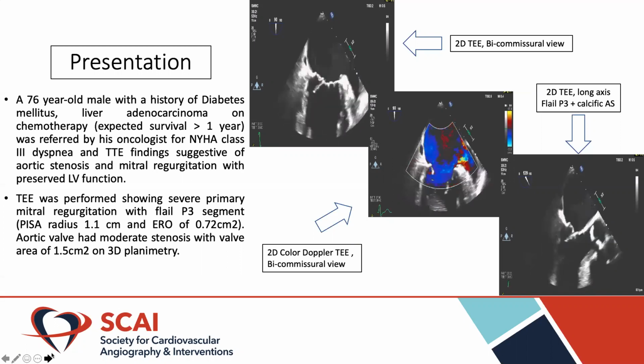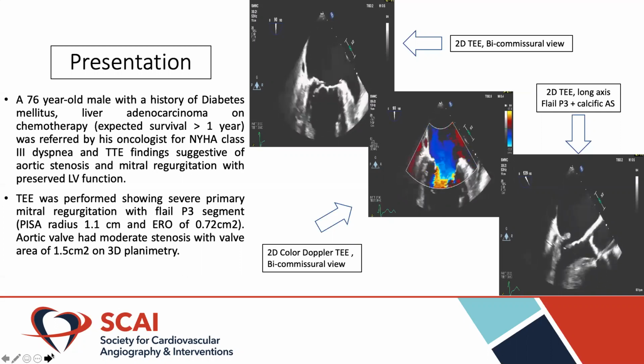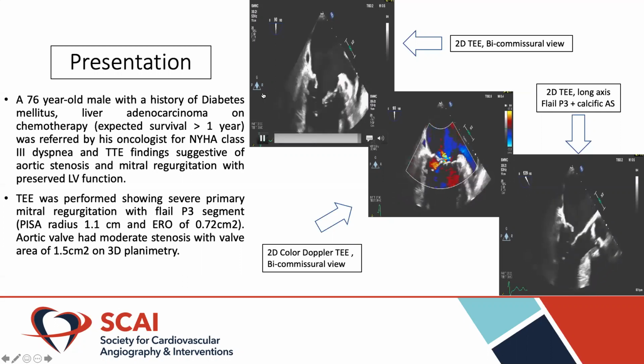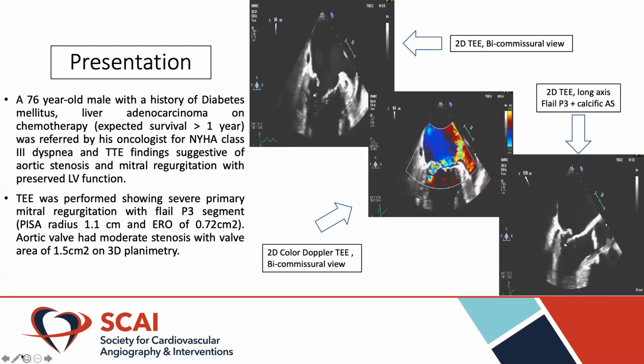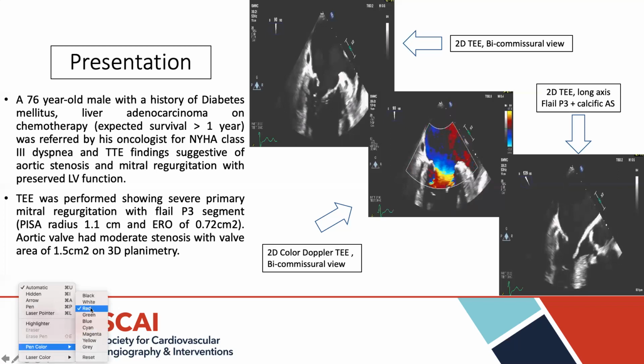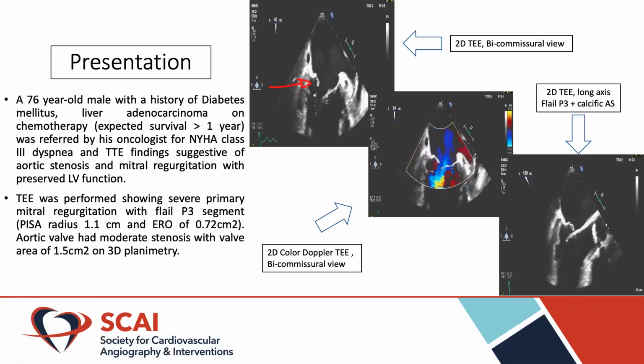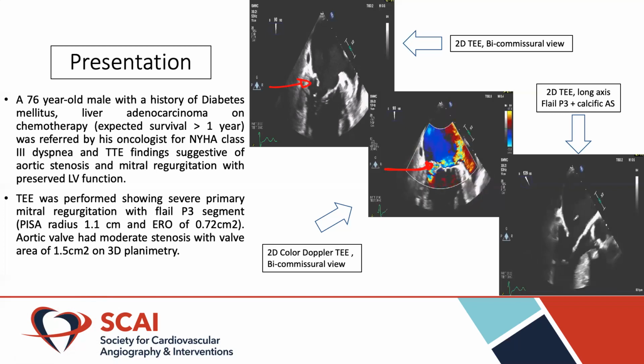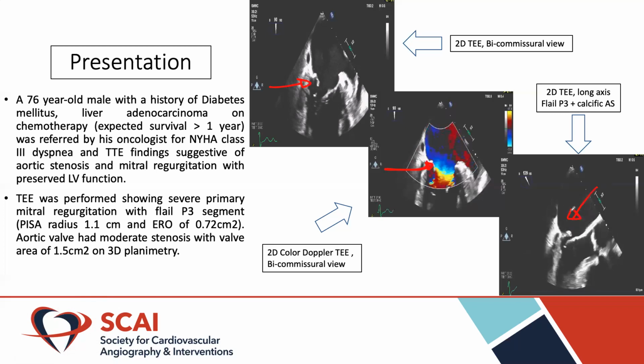The first moving image on the left is a 2D TEE movie in the bicommissural view, showing the eccentric, more medial location of mitral valve regurgitation here. And this is associated with an eccentric anteriorly directed regurgitant stream. The last movie on the right shows a 2D TEE long axis with flail P3, and also some calcific aortic stenosis.